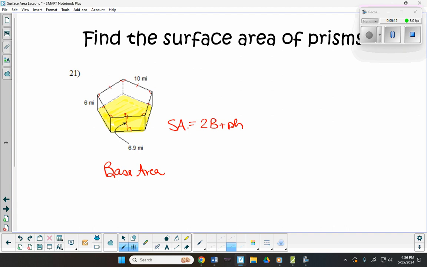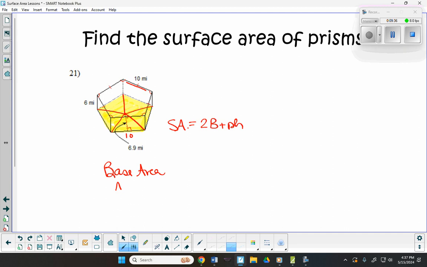Now with a pentagon, keep in mind we don't have a formula, but what we can do when it's a regular pentagon is we can make a triangle. And that is made up of 5 different triangles that are congruent. So the height of this triangle is 6.9. All of these side lengths are 10.